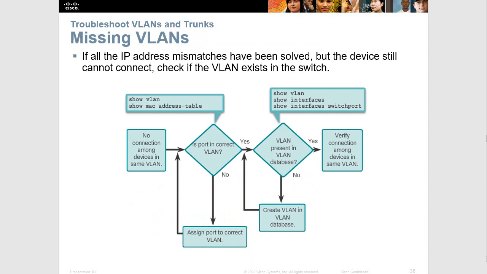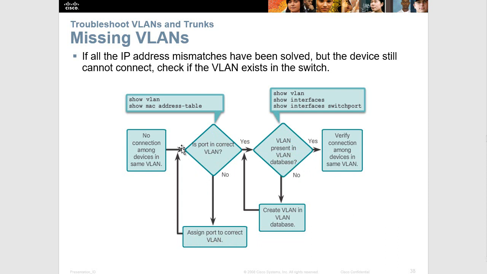So here we have some troubleshooting. If you still can't communicate and your IP addressing is not the issue, then maybe you're in the wrong VLAN. If you are in the wrong VLAN, you can do a show vlan to see that, and you can assign your port to the right VLAN. If you are in the right VLAN, is the VLAN in the database? If it's not, you can do your show vlan, by the way, or show interfaces to see that. If it's not in the database, then you can go ahead and create it, and you should be okay.